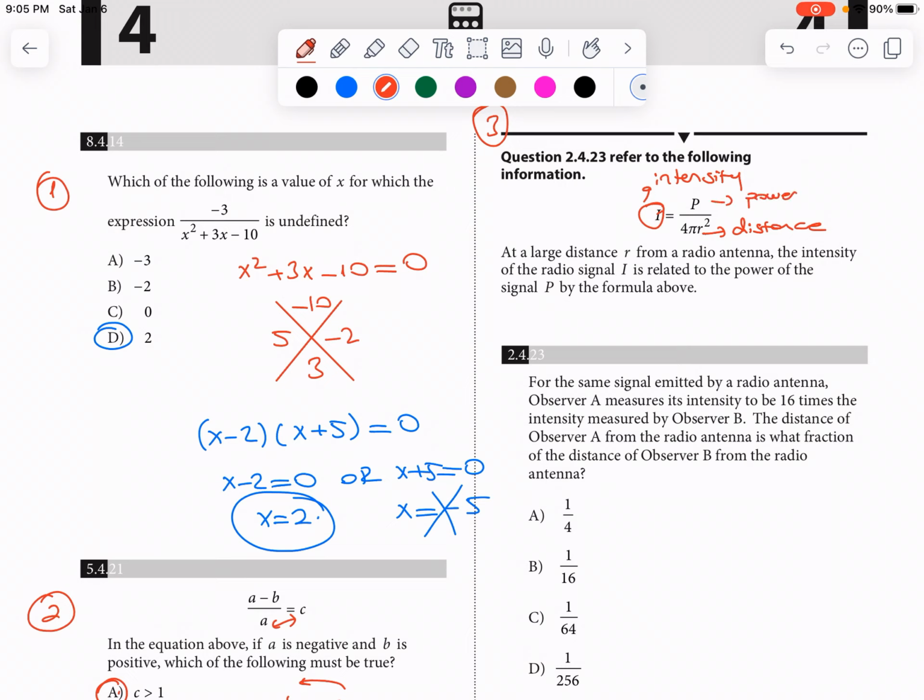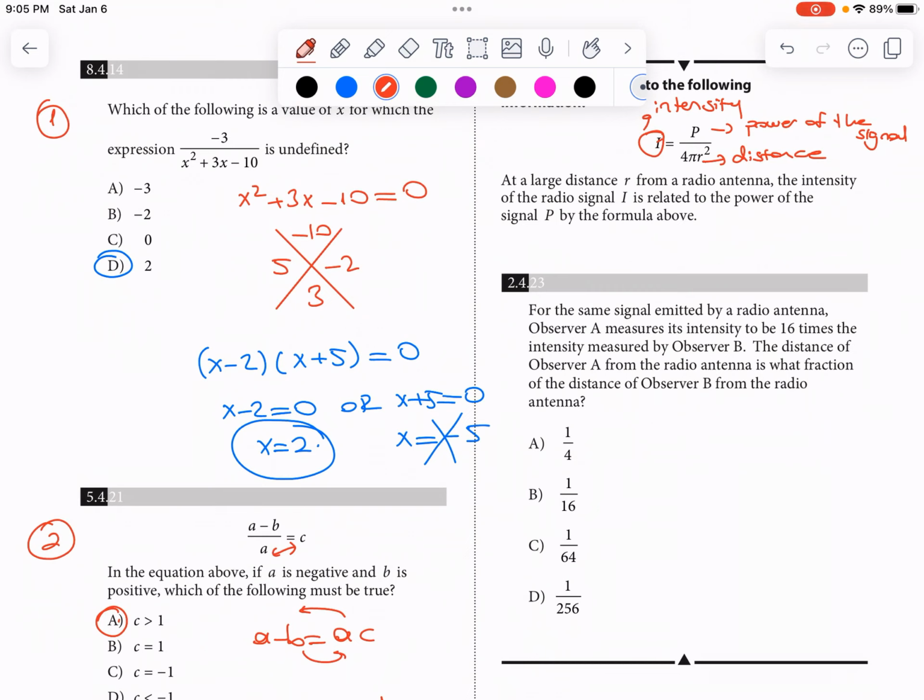Okay, so for the same signal emitted by a radio antenna, observer A measures its intensity to be 16 times the intensity measured by observer B. The distance of observer A from the radio antenna is what fraction of the distance of observer B from the radio antenna? So we can set up our equation, guys, using this information. We know that observer A measures its intensity to be 16 times the intensity measured by observer B. Which means IA is going to be equal to 16 times IB.